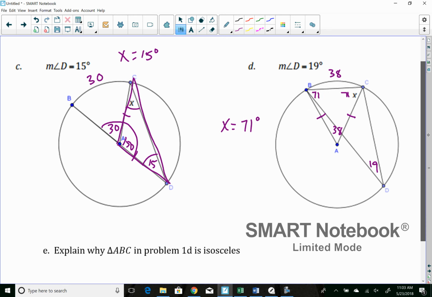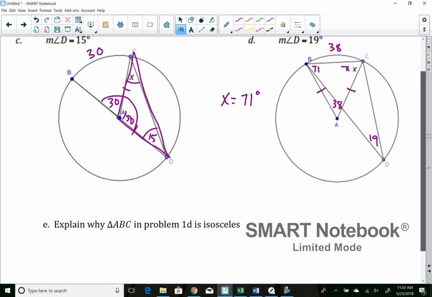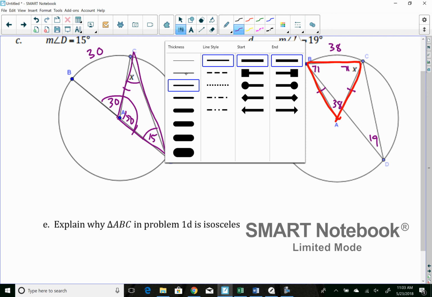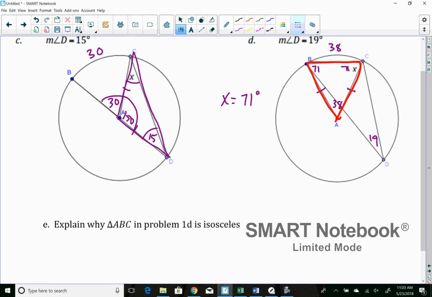The last part here asks us to explain why that triangle ABC, which I'll highlight here in red, is isosceles. Why were we able to say all of that stuff, that it's isosceles? And the reason why is because AB is congruent to AC because they are the radius of the circle.